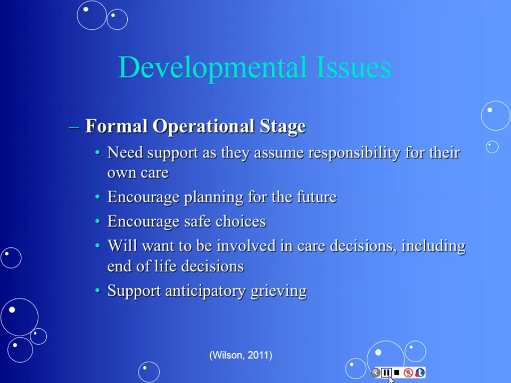So you want to encourage planning for the future. You want to encourage safe choices, because a lot of times these kids will become reckless with those types of behaviors. And because we said few live into their 30s, most die in their early 20s, you want them to be involved in their care decisions. And a lot of times these kids want to be involved in their end-of-life decisions, which could include funeral planning and things like that. As upsetting as that may be to you, that's good for them and helps support anticipatory grieving.